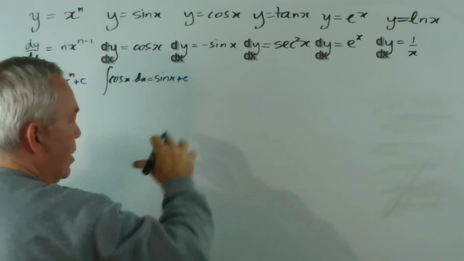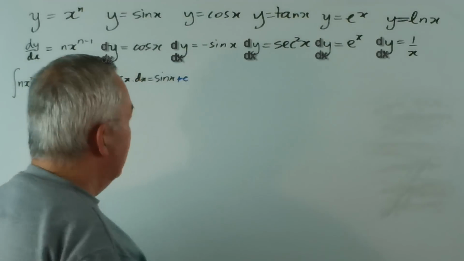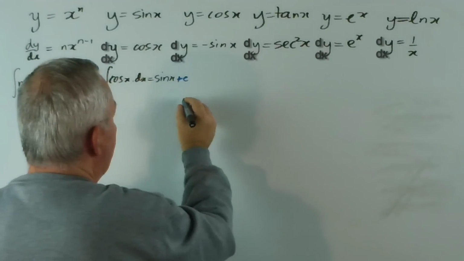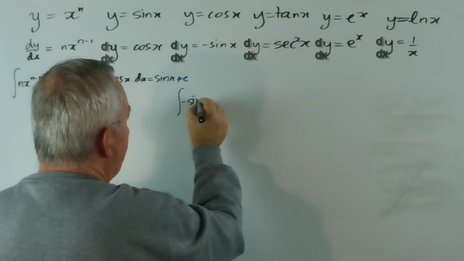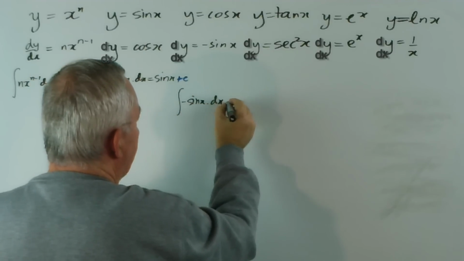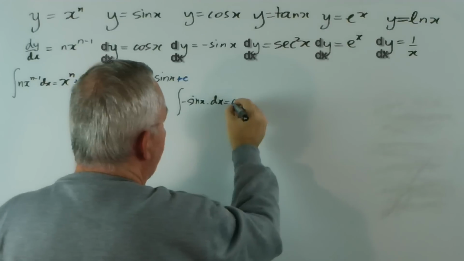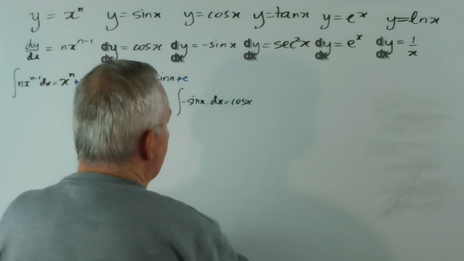Now I'm not going to do all 6 because that will use up too much time, but I will do the next one. It's rather critical. The integral of negative sine x dx equals the cosine of x plus a constant.